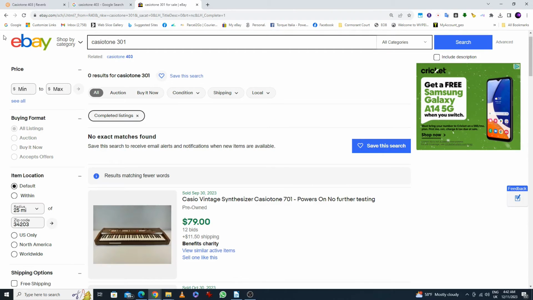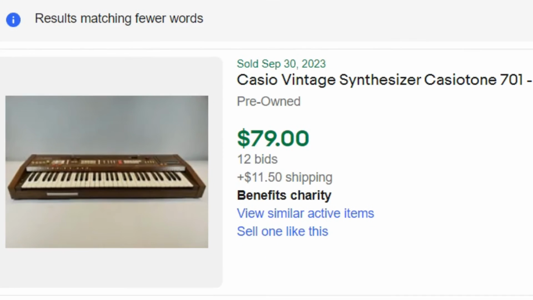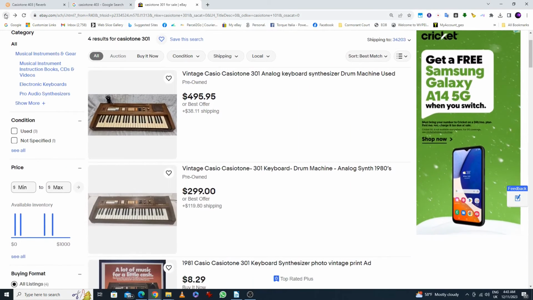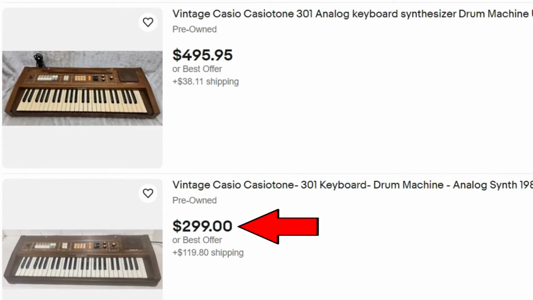I checked eBay completed listings and that also gave no hits, though someone did get a really good deal on a 701 for only $79 with just $11.50 shipping. That's surprisingly low for one of those. Out of interest, I checked eBay current listings, and there's two on offer, one at $299 and the other at $495. Quite pricey for these.